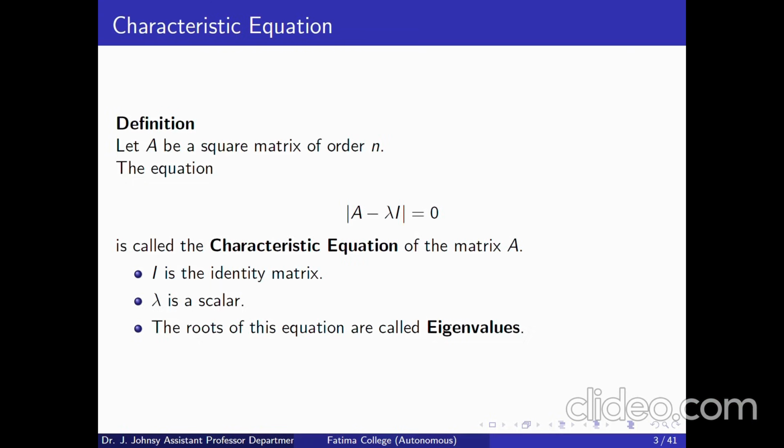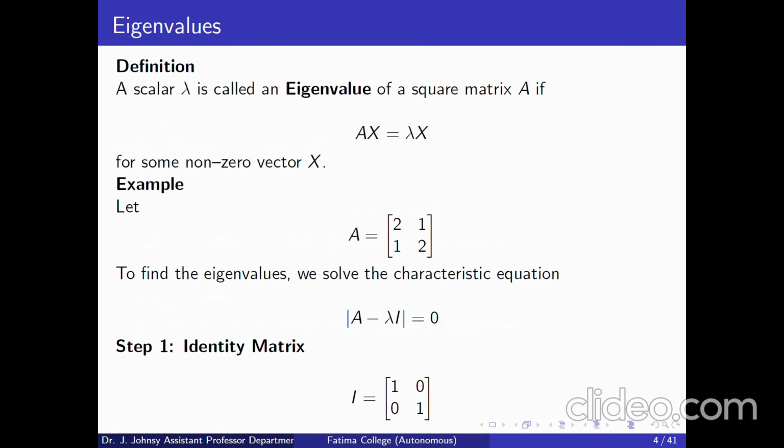Characteristic equation. The determinant of A minus lambda times the identity matrix I equal to 0 is called the characteristic equation of a square matrix A. The values of lambda that satisfy this equation are called the eigenvalues of the matrix. Here, I is the identity matrix, lambda is a scalar. The roots of this equation are called eigenvalues.